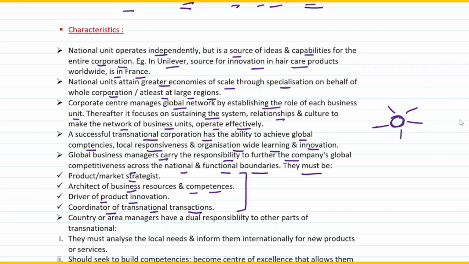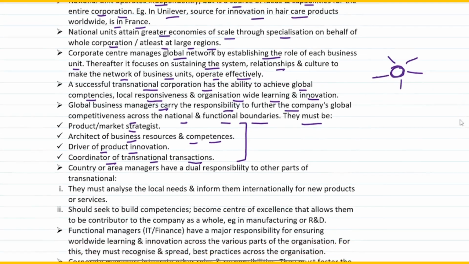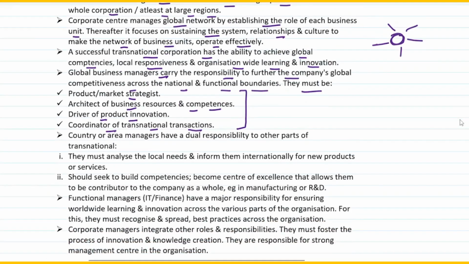They should be good product or market strategists. They should be architects of business resources and competencies. They should be drivers of product innovation, and they should be coordinators of transnational transactions. Right? Moving on with the characteristics.